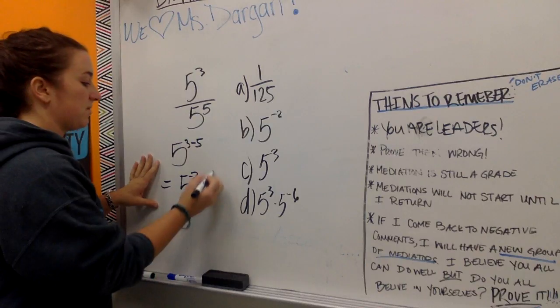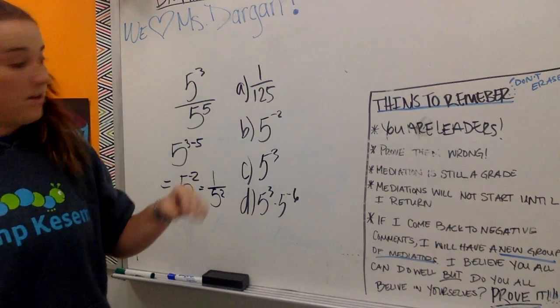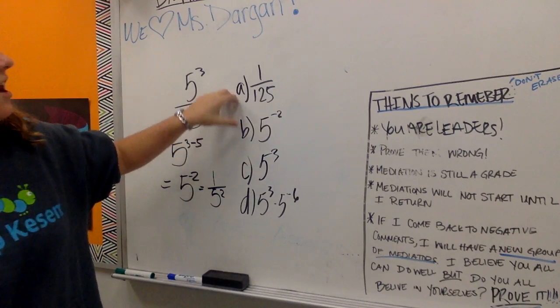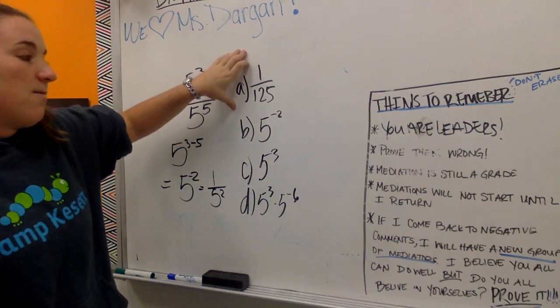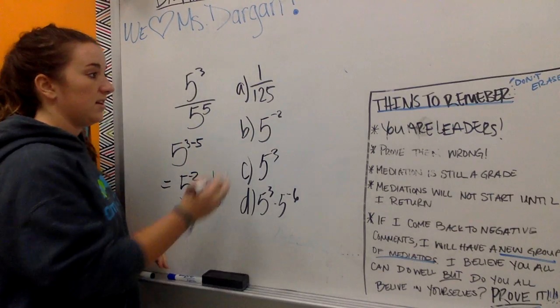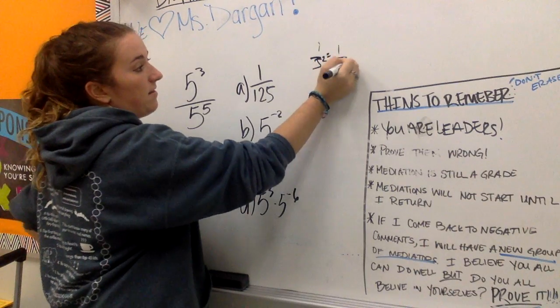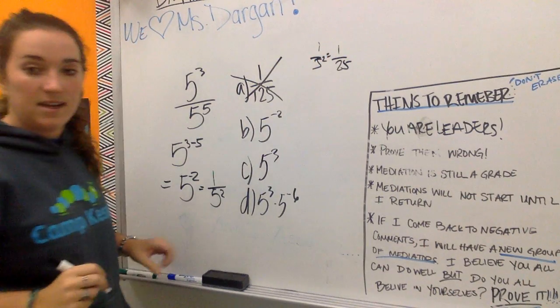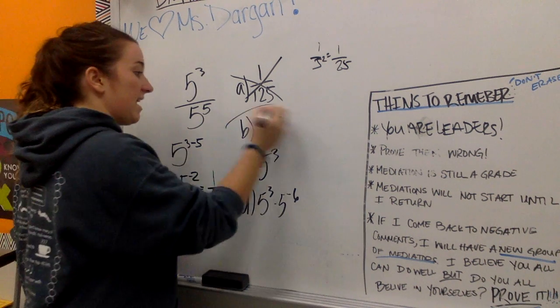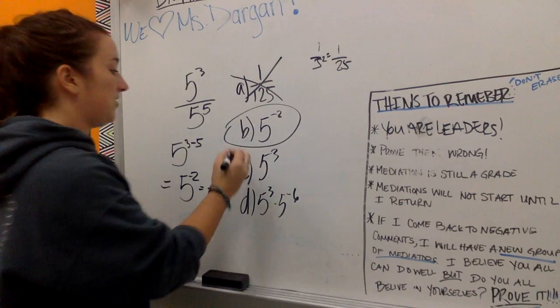This is the same as 1 over 5 squared. And now I'm going to go through my answers and see which matches. So for A, we have 1 over 125. Is that the same as 1 over 5 squared? No, 1 over 5 squared equals 1 over 25. So this is not correct. Is it the same as 5 to the negative second power? Yes. Is it the same as 5 cubed?